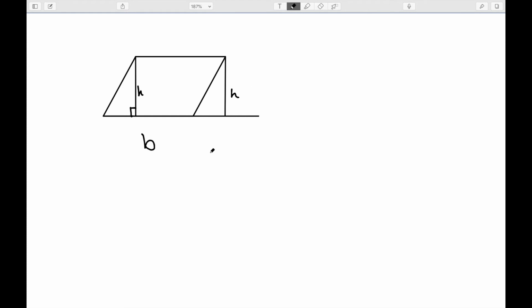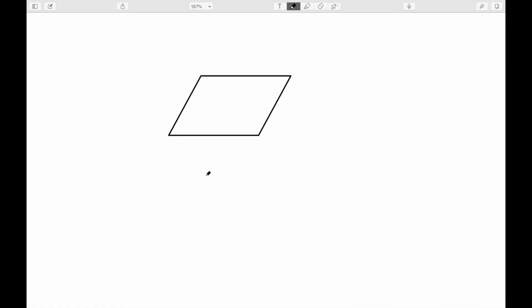And there is a very simple formula for the area of a parallelogram. Base times height. Provided, of course, that the base and height are described in terms of the same units, just like with a triangle. Let's look at why this formula works.